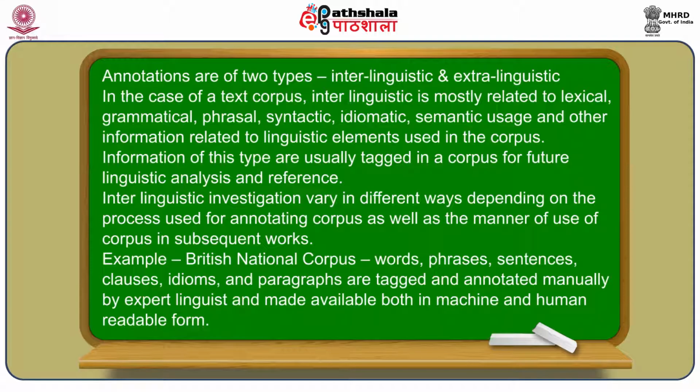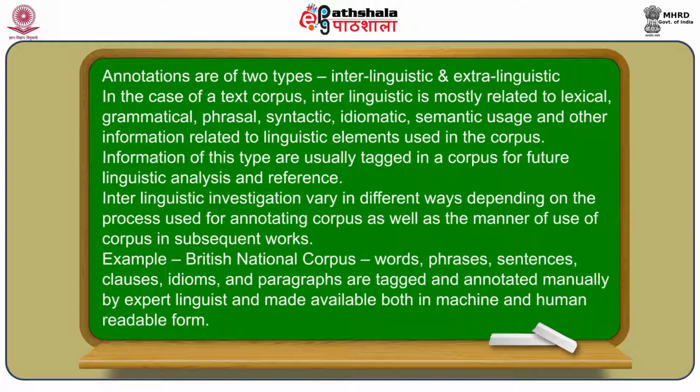So, annotations are actually of two types, interlinguistic and extralinguistic annotation. In case of a text corpus, interlinguistic information is mostly related to lexical, grammatical, phrasal, syntactic, idiomatic, semantic, usage, and other information related to linguistic elements used in the corpus. Information of these types are actually tagged in a corpus for future linguistic analysis and reference.